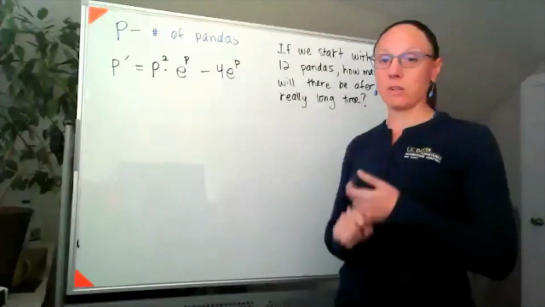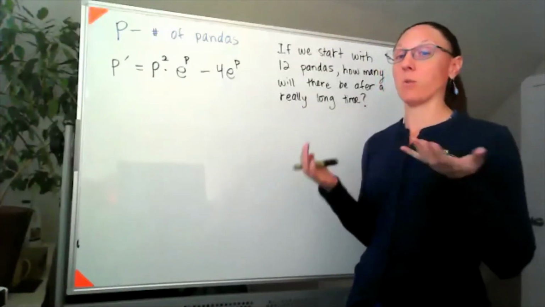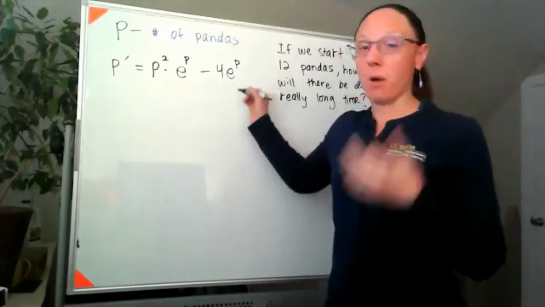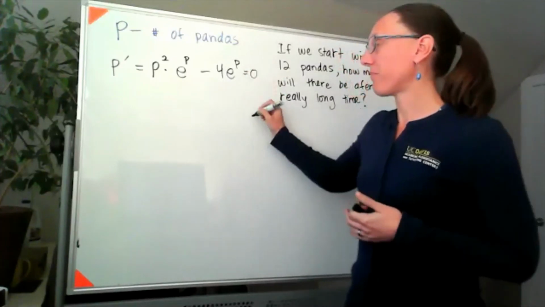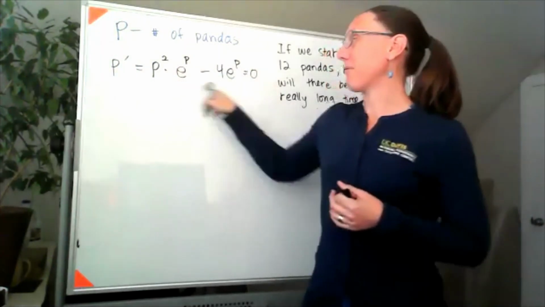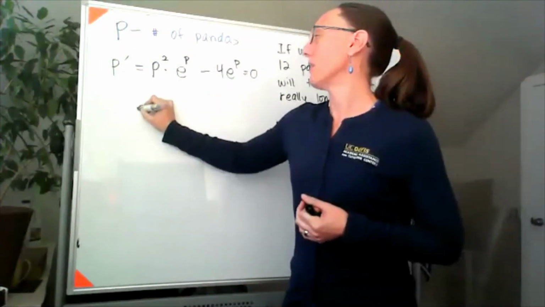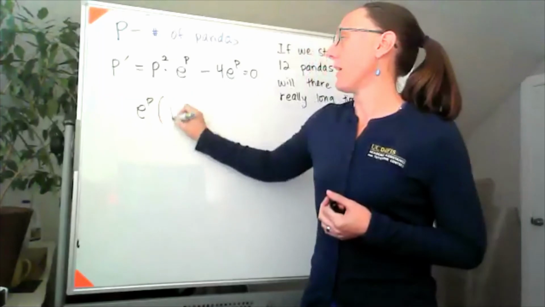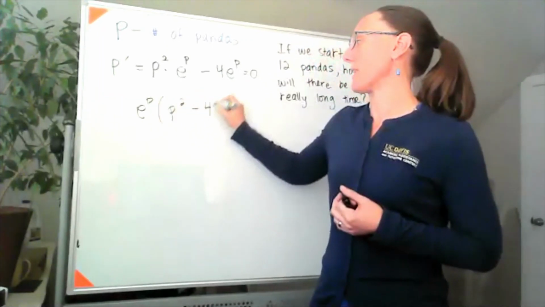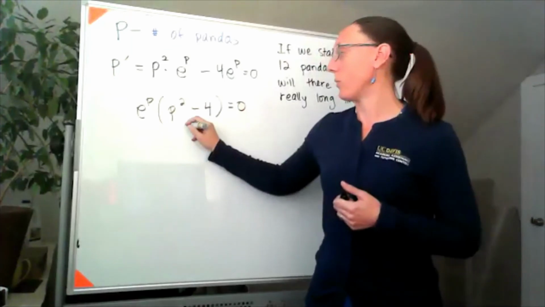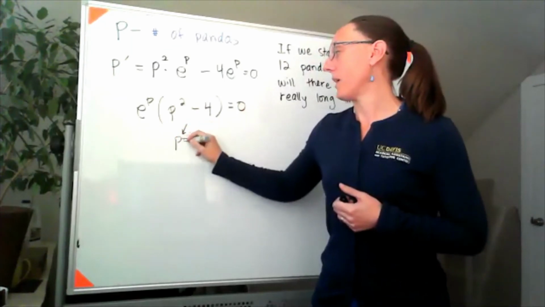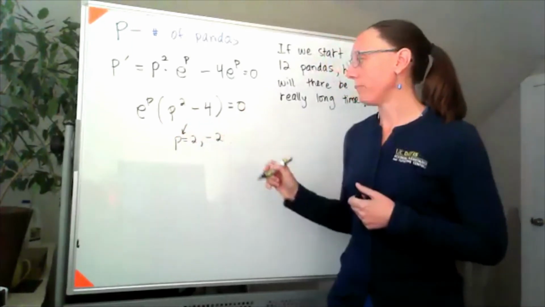So the first thing that we do need to do is to figure out our equilibrium. I'm always starting off the same way. I'm setting this equal to 0. Well, looking at this, I can factor that e to the p out. And if I pull out e to the p, I'm left with p² minus 4, which means I've got two possible equilibria here, that p equals 2 or negative 2.